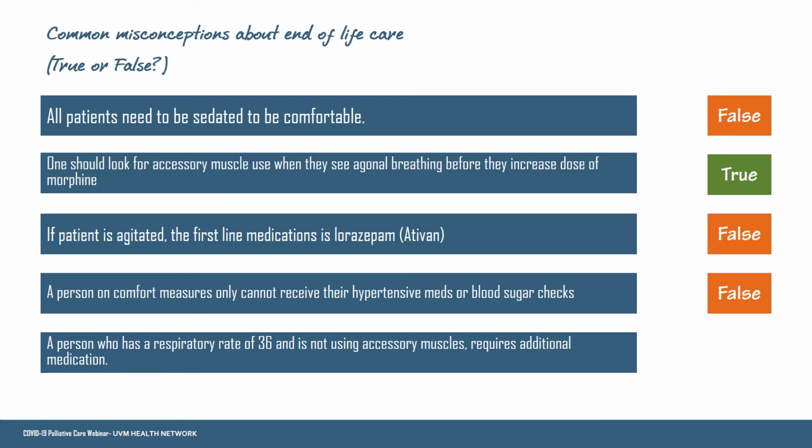A person who has a respiratory rate of 36 and is not using accessory muscles requires additional medication. False. Remember that respiratory rate can be variable depending on physiological conditions, such as acidosis or increased intracranial pressure, which create increased respiratory rate. And treating the increased respiratory rate alone without signs of increased work of breathing is not clinically indicated.